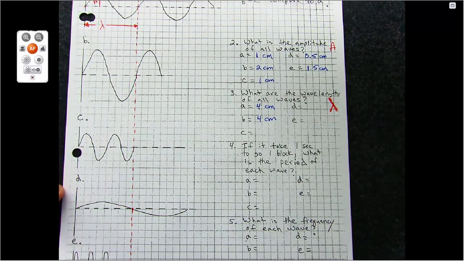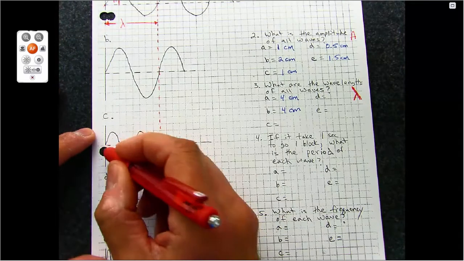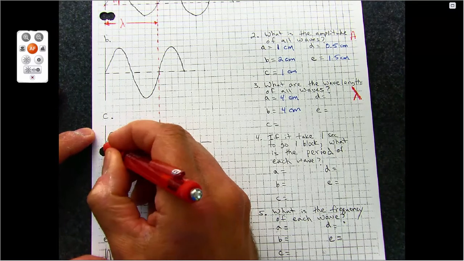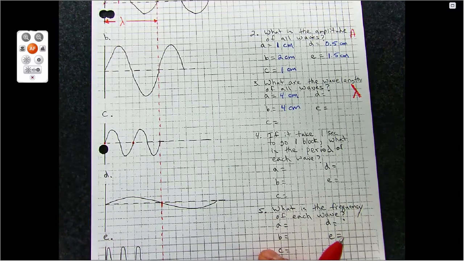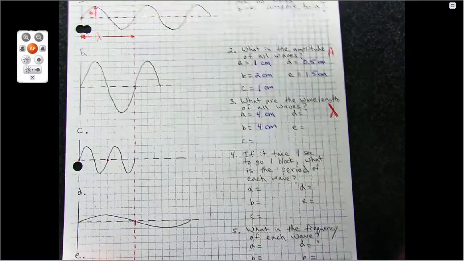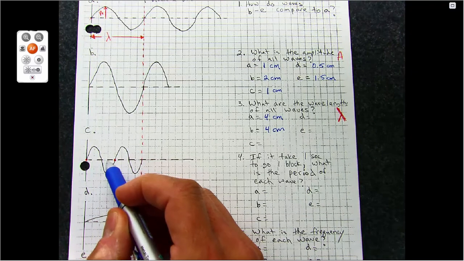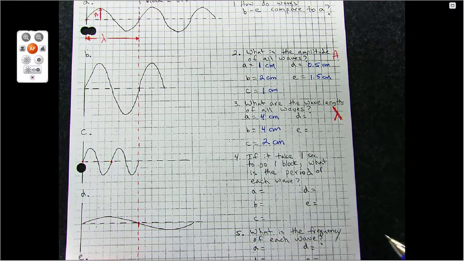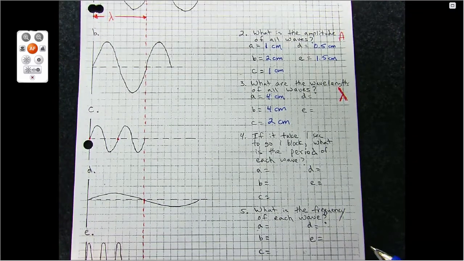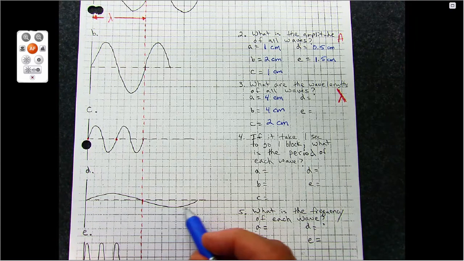The wavelength for C. So if we go here to here for a wavelength, 2 centimeters, 0.5, 1, 1.5, 2. For D, the wavelength is, yeah, we go all the way here. It's 16 boxes to get to here.